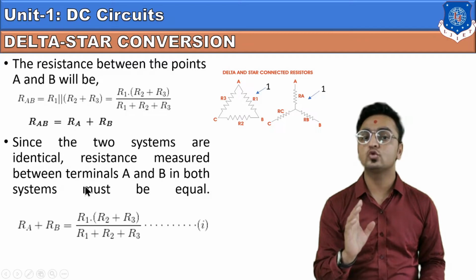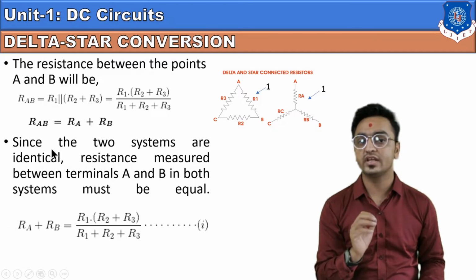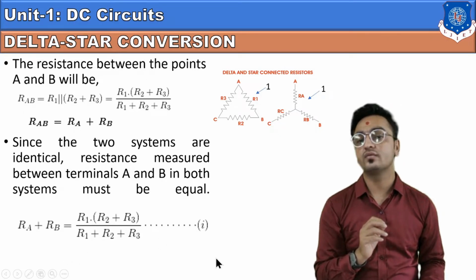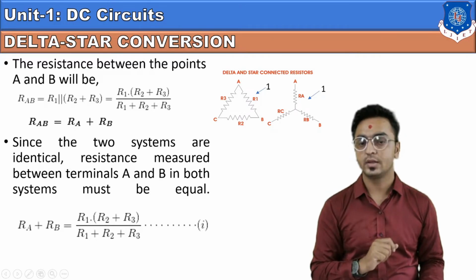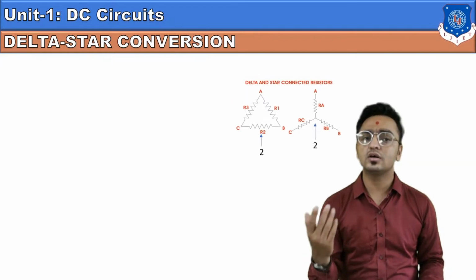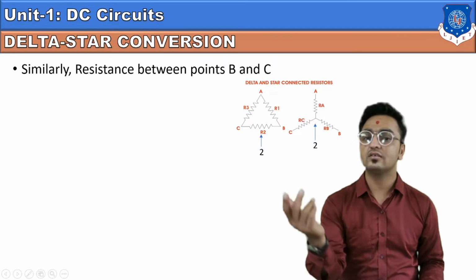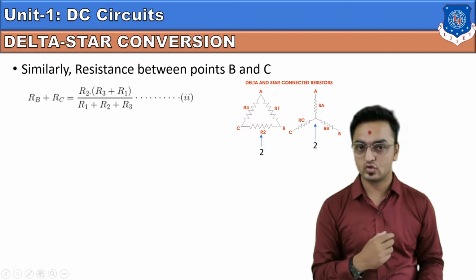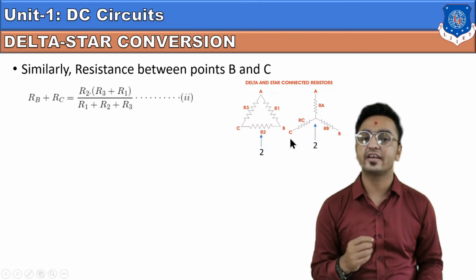If we compare these two values, RA plus RB, which is derived over here, and the other value of RAB, which is derived over here, we are getting the first equation based on our first pair of terminals. In the same way, you can consider another pair and derive another equation. Let's consider terminals B and C, and if you derive the same equation over here, that will provide RB plus RC from the star connection.